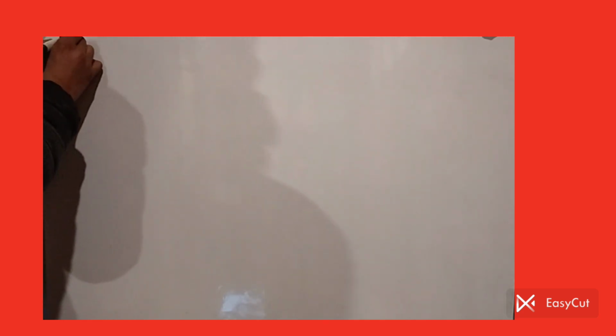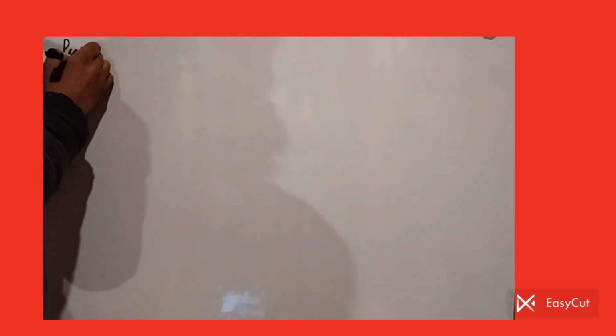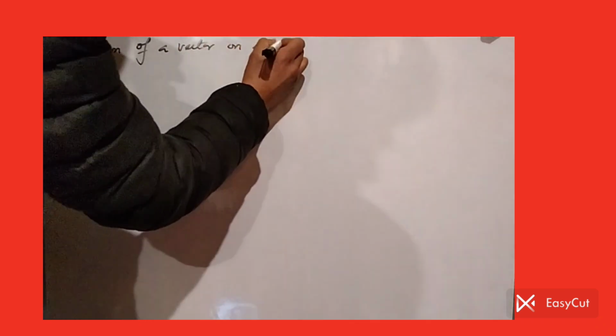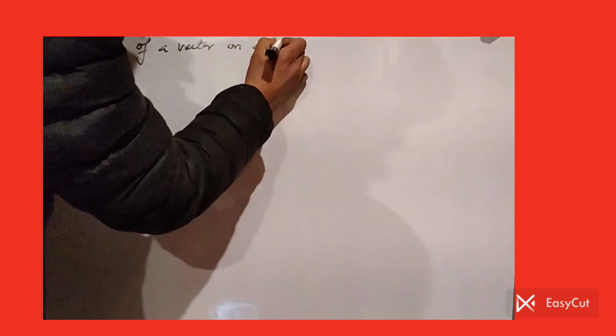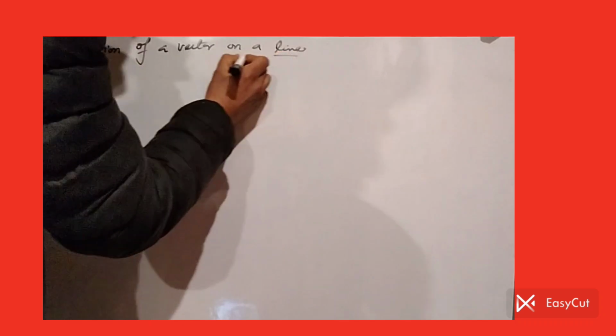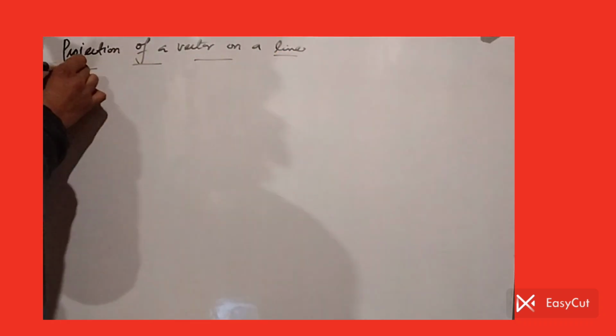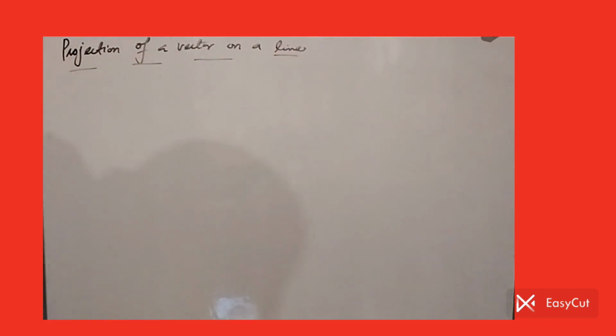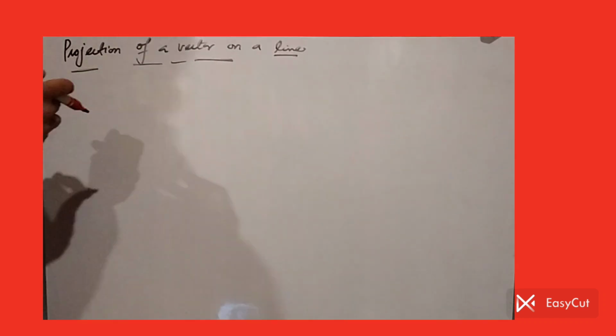Okay, let's start today's lecture, and it is related to the projection of a vector on a line. How are we going to define this projection of a vector on a line?